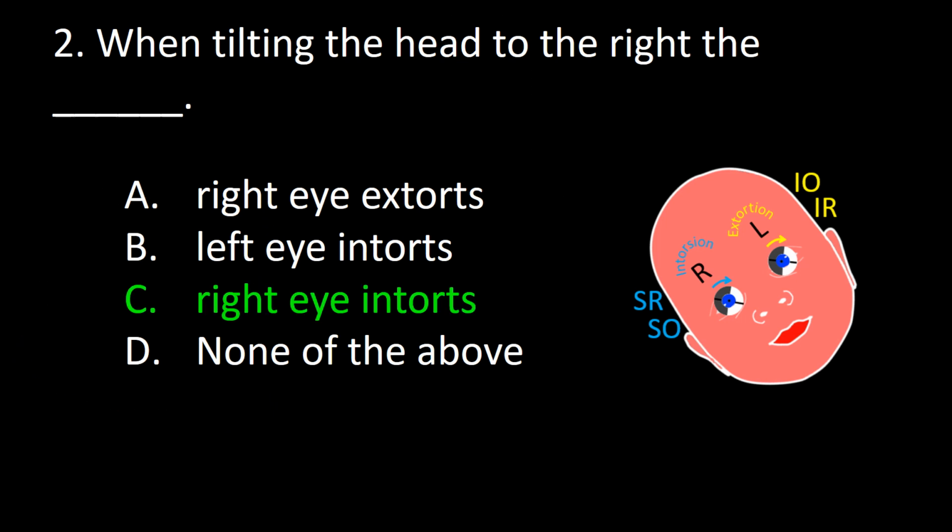But this new eye position is not there for long because it is corrected by the action of the left eye extortors, the inferior oblique and inferior rectus, and the right eye intortors, the superior rectus and superior oblique, as you can see illustrated in this frame. So the answer to this question is C.